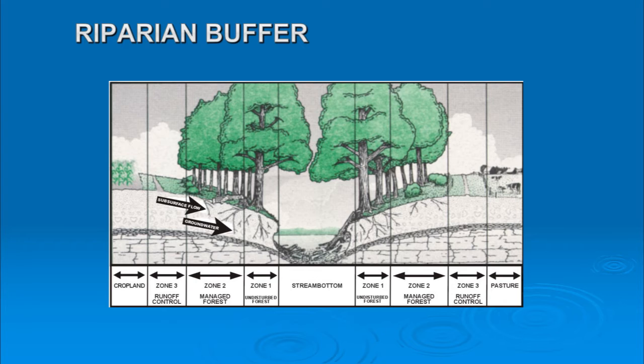Zone 1 should not be disturbed, and it's usually undisturbed forest. Zone 2 is managed forest. Zone 3, as you're working your way out, is runoff control. And then zone 4 would just be our normal daily lives, whether that's light industrial, residential, agricultural, whatever.